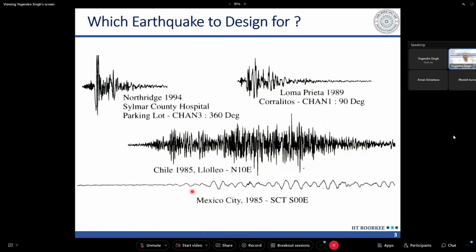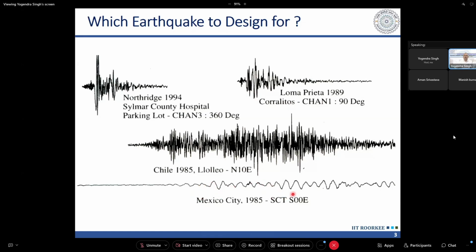But if you look at this Mexico City earthquake, this is very peculiar. I will talk about this earthquake again later. But what you see here, the amplitude is very small as compared to these earthquakes, because it is plotted on the same scale. You can see that the amplitude is just a small fraction of these. But still, this earthquake caused a lot of devastation in Mexico City in 1985. In fact, this earthquake was so peculiar that a whole branch of dynamic soil structure interaction started after this earthquake. So there was a lot of focus on the effect of the soil.